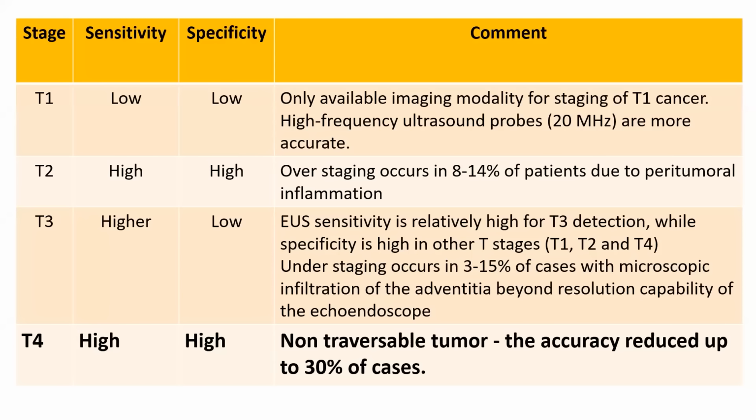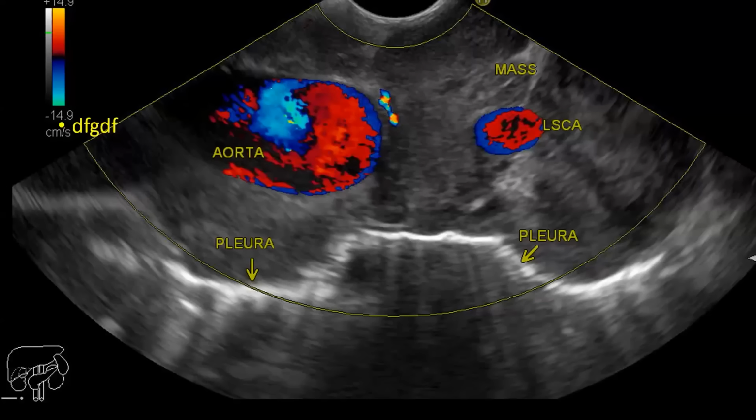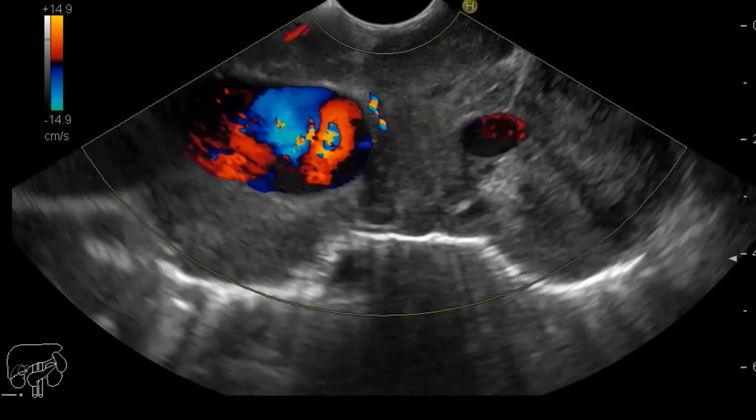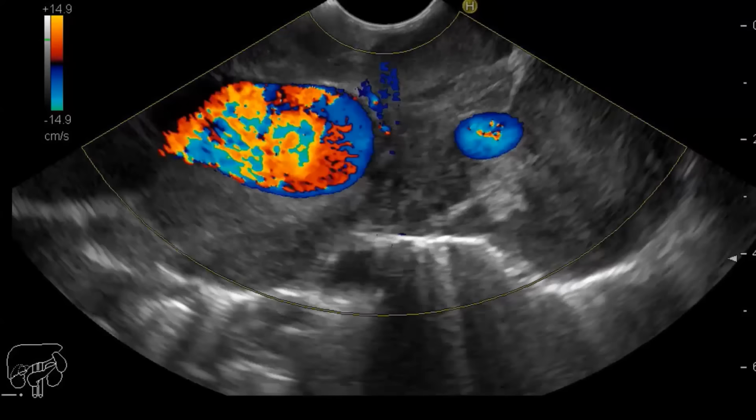For T4, when it is mediastinal invasion, the sensitivity and specificity are high. If the tumor is traversable, then the specificity is high; if not traversable, then the specificity reduces. In this case, the tumor was traversable, and we can say the aorta is involved, the subcarinal artery is involved, the pleura is involved, and the tumor has invaded the aorta as well as the branch coming out of the aorta.